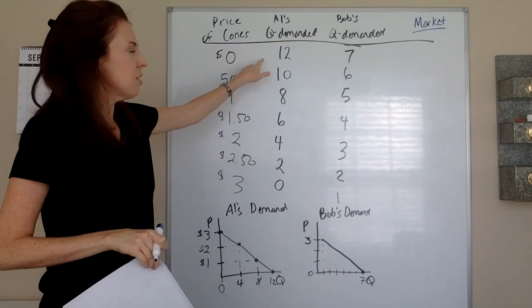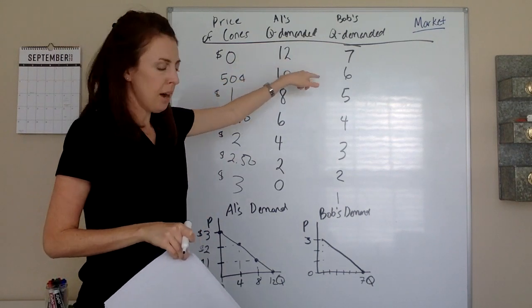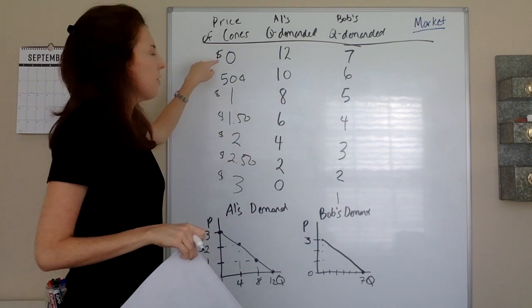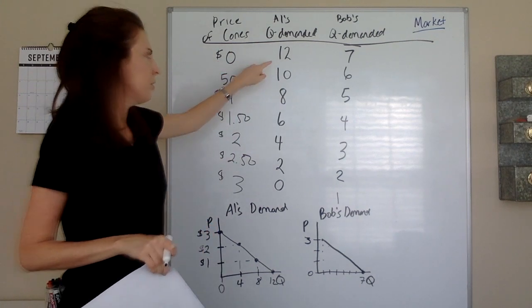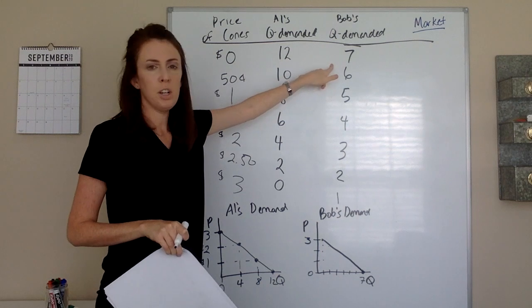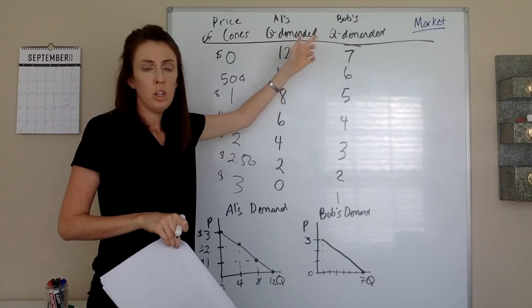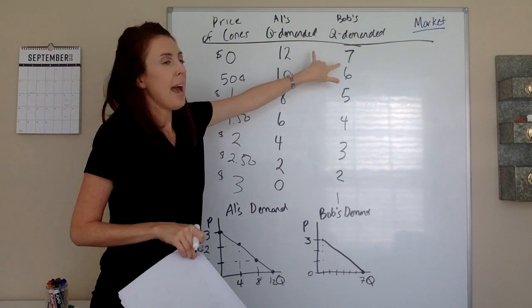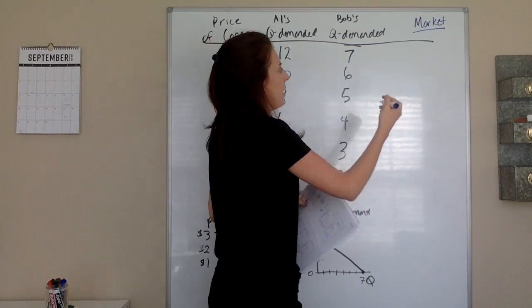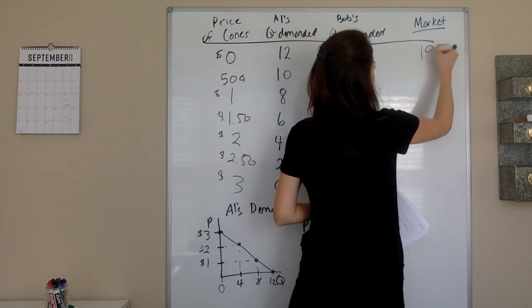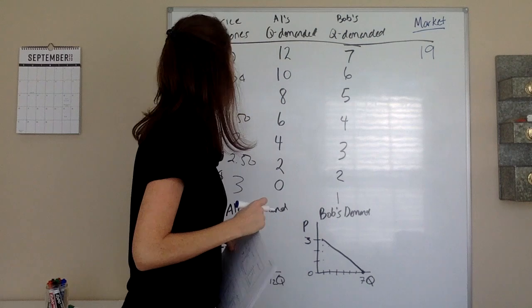So the market consists of 2 buyers. We have Al and Bob. If the price of ice cream cones is free, Al goes and gets 12 cones. Bob gets 7 cones. So in the market, how many units have been demanded? You just add up these 2 numbers. And at a price of 0, the market demand is 19 units.